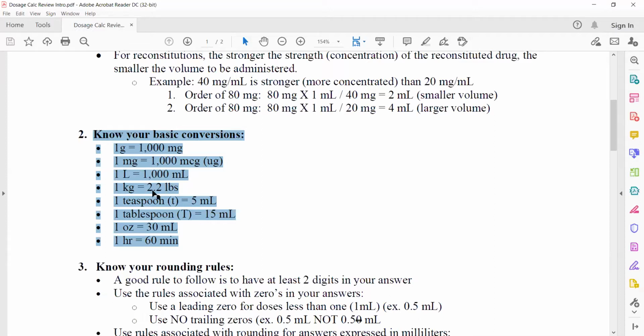If you're converting a patient's weight in pounds to kilograms, you need to know to divide by 2.2. If you're going from grams to milligrams, you multiply by 1,000. If you're going from milligrams to grams, you divide by 1,000. And I'll work out some examples so you can see what that looks like.